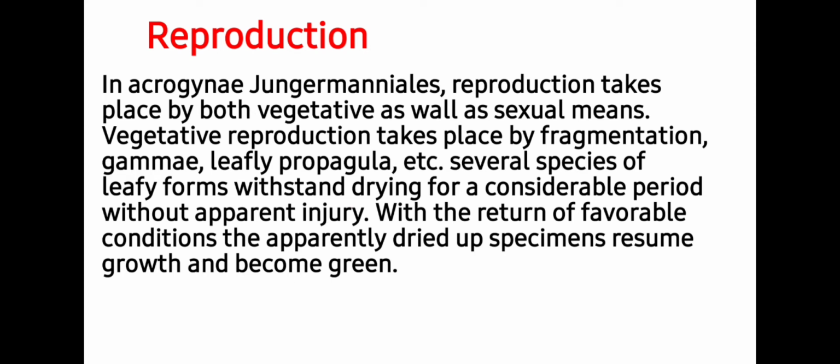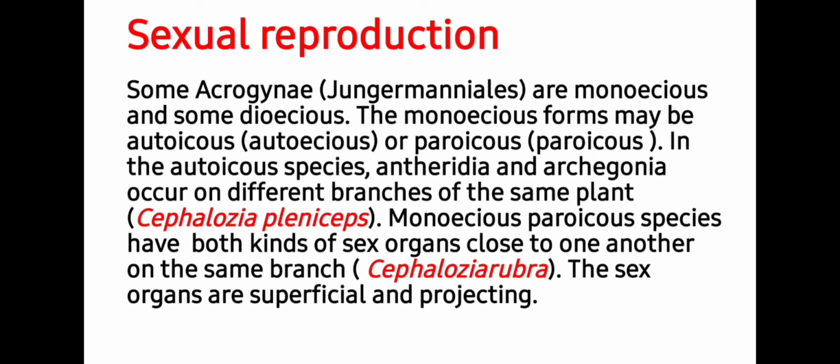Next is reproduction. In acrogynous jungermanniales, reproduction takes place by both vegetative as well as sexual means. As usual, vegetative reproduction takes place by fragmentation, gemmae, leafy propagules, etc. Several species of leafy forms withstand drying for a considerable period without apparent injury. Means they tolerate the unfavorable condition, and whenever there is return of favorable condition, the apparently dried up specimens resume growth and become green.